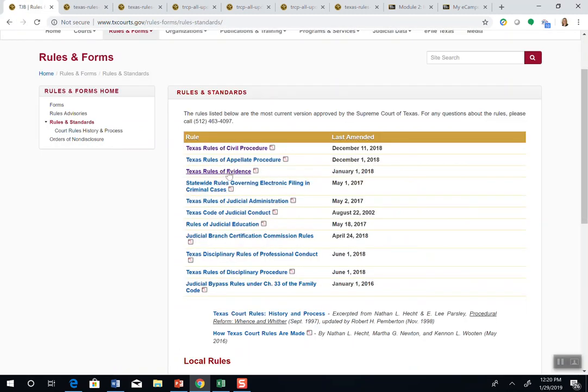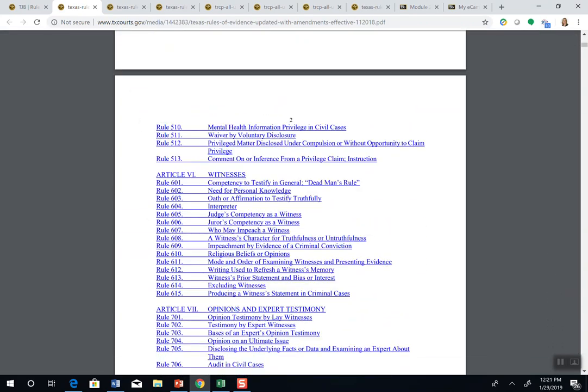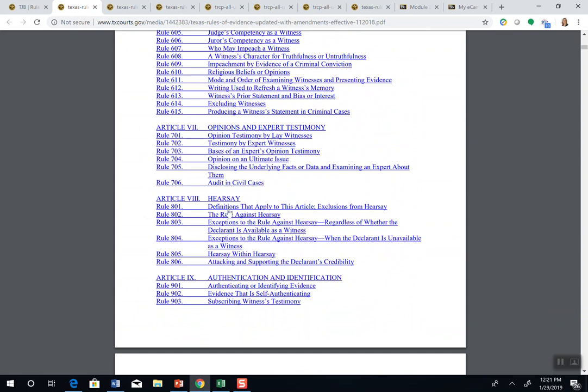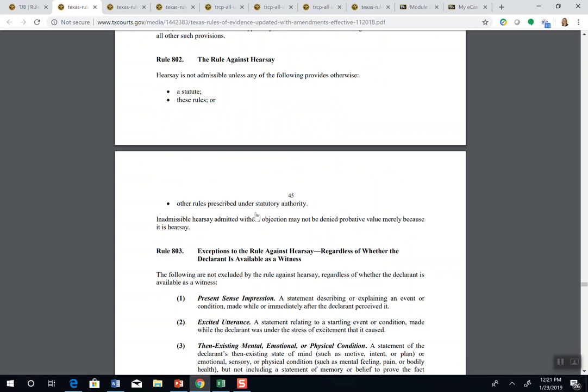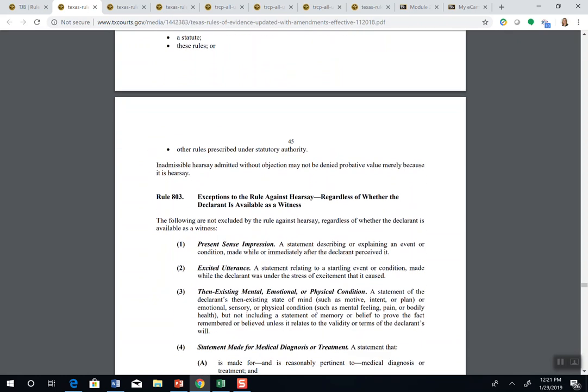Okay, so let me show you one more, and that's hearsay. Oh, this is also a good one. Testimony by expert witness. You have to be declared an expert. Evidence has to be proved up. Spend some time looking through here. By the way, authentication and identification is not quite what we think about in electronic, but there's the rule against hearsay. And so hearsay is not admissible unless it's ruled admissible by a statute, these rules, or other rules.